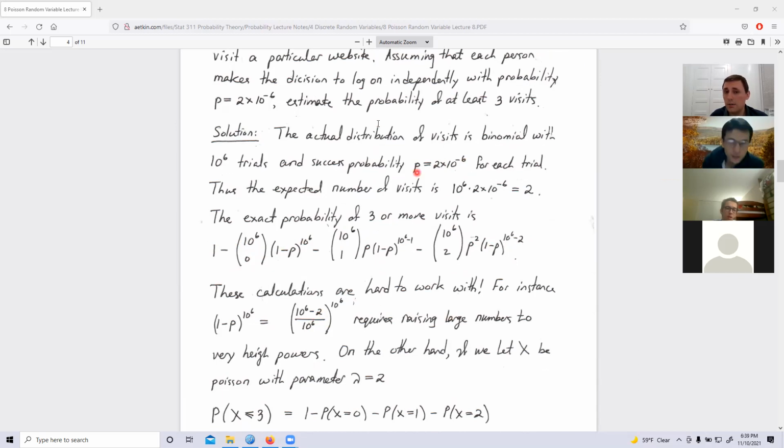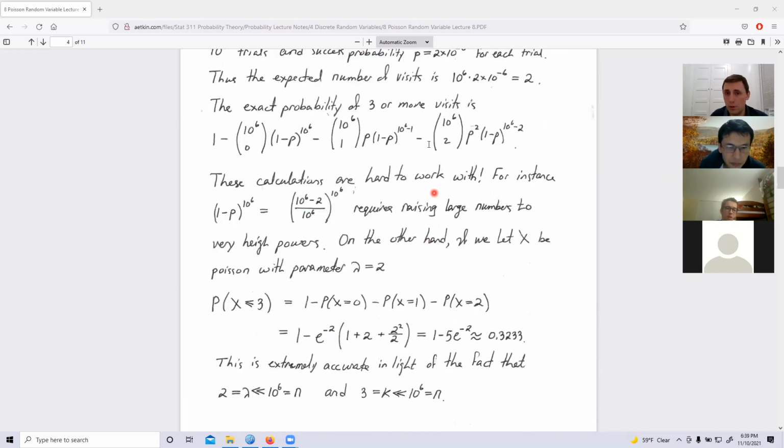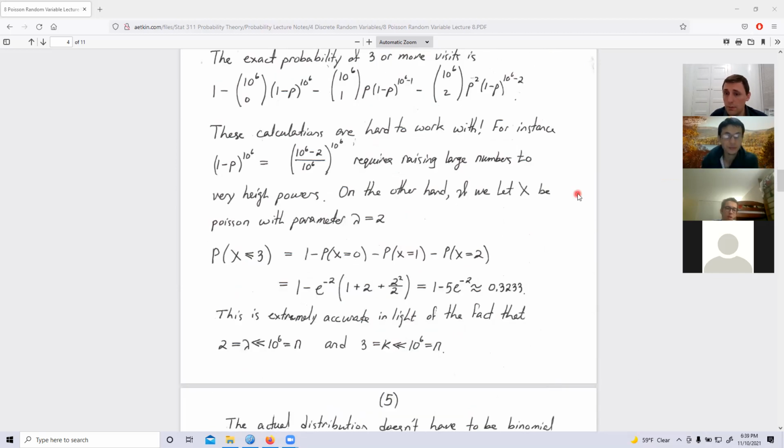It requires multiplying by large numbers. Instead of using binomial, we can proceed because we already saw above that there is a perfectly good approximation. We approximate by Poisson, where the average lambda equals n times p, which is 2. So the probability of x at least 3 is 1 minus probability of 0 minus probability of 1 minus probability of 2. I think I meant x bigger than or equal to 3. Whatever, you get the idea.